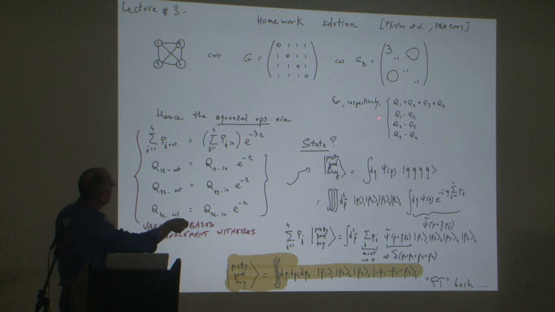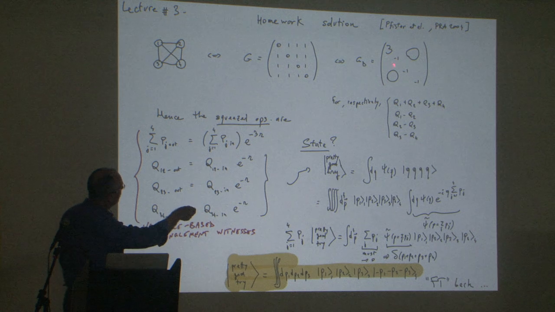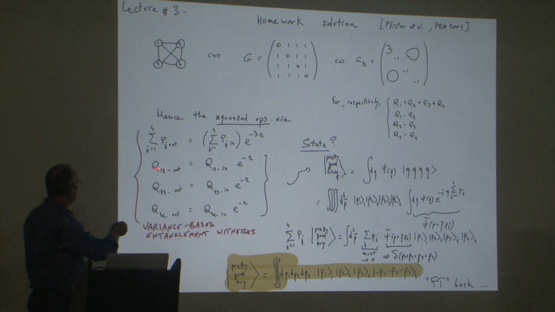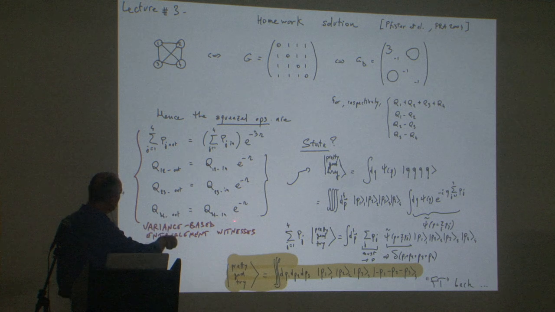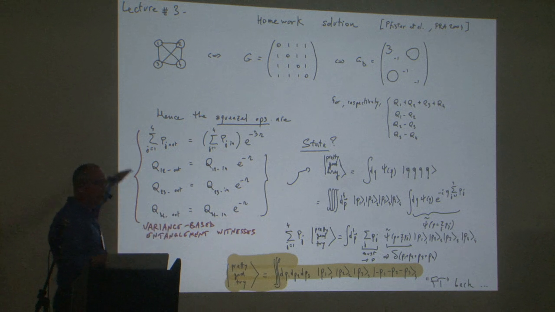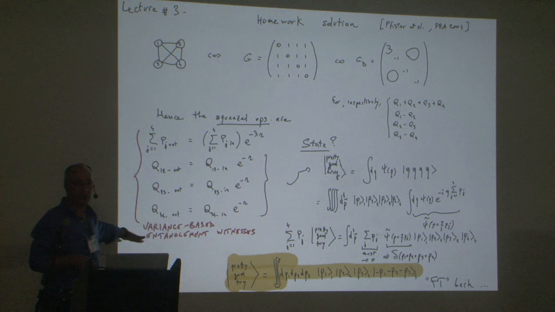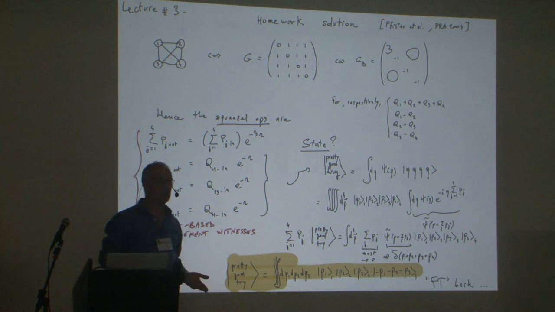Okay. And then all these other guys have eigenvalue minus 1, so they are squeezed. So q1 minus q2 out, q2 minus q3 out, q3 minus q4 out equals the ins e to the minus r. Okay. So I got those modes there. That's the solution to the Heisenberg equations.